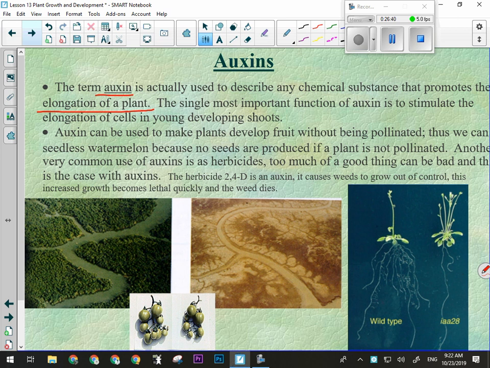Now, auxins, like any other growth hormone, are good in the proper amounts. But just like any hormone, too much of a good thing can also be bad. In this case, this picture here on the left and this picture here on the right are of the same place, several weeks apart. This is the before picture, obviously. This is the after picture. These pictures were taken in Vietnam in the 60s.